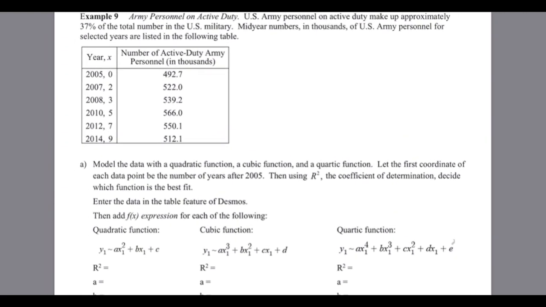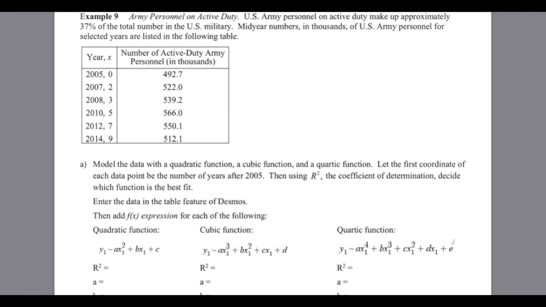Army personnel on active duty. U.S. Army personnel on active duty makes up approximately 37% of the total number in the U.S. military. Mid-year numbers in thousands of U.S. Army personnel for selected years are listed in the table. From 2005 to 2014, notice our X values are listed as 0, 2, 3, 5, 7, and 9, which would be the value of the year after 2005. And the Army is listed in thousands.